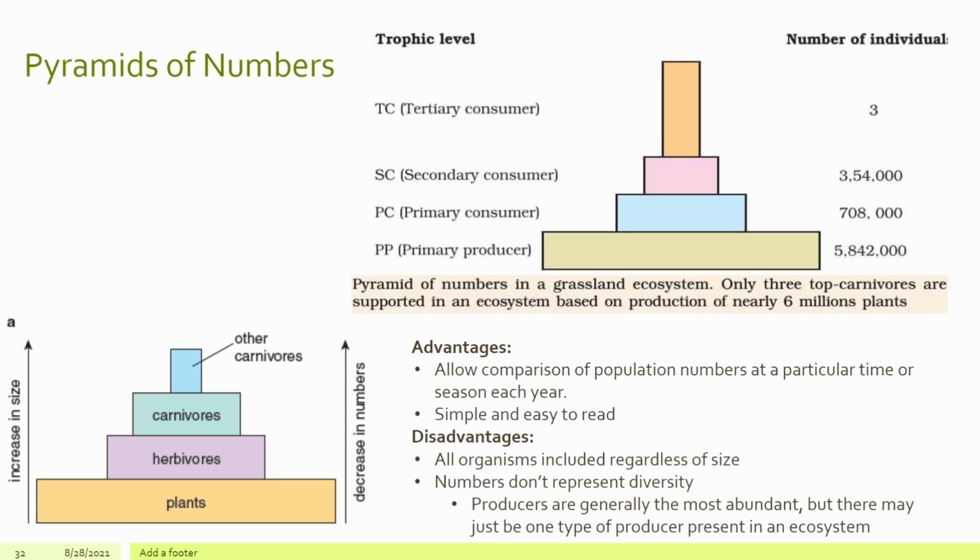Some disadvantages: since they are more simplistic and we're looking more at the data, the numbers, definitely a type of quantitative data, all organisms are included regardless of size. So the primary producer or plant area at the bottom could be trees or it could be grass. It gives you no information about the environment. So the numbers don't represent diversity. Even though producers are generally the most abundant, there might just be one type of producer present in an ecosystem. And we have no idea how much diversity exists in an environment if we use a pyramid of numbers.